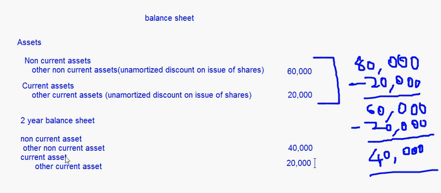When you go to the third year, in the third year, this is how much? Total is 60,000 here. Out of this 60,000, 20,000 is written off, right? Then in the other current assets, you will show 20,000, and other non-current assets, you will show again 20,000 only. Fine? And in the fifth year, the whole thing will be written off. Nothing will be there.